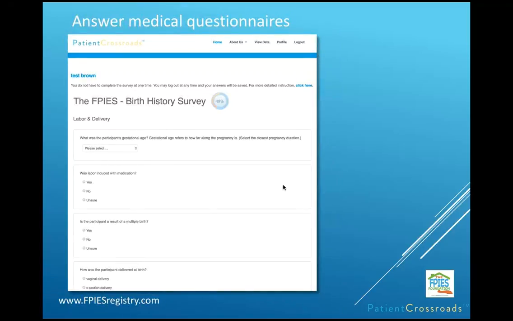The next thing you do is actually answer medical questionnaires. The first one you're going to be presented with is about birth history. We want to understand more fully whether birth was involved in any of the complications. There's medical information that we would like to collect over time. How were you diagnosed? What are the proper treatments, or how are you managing this disease over time?